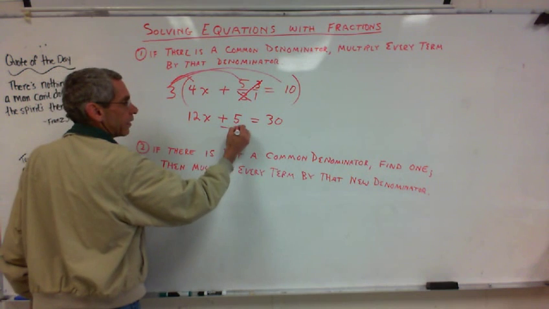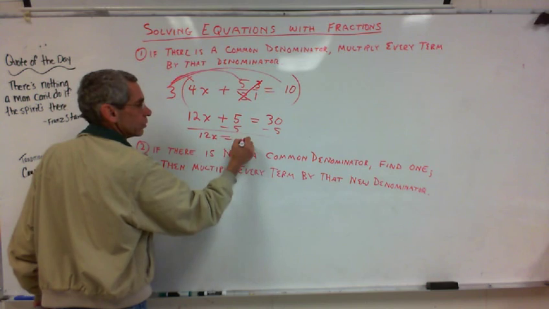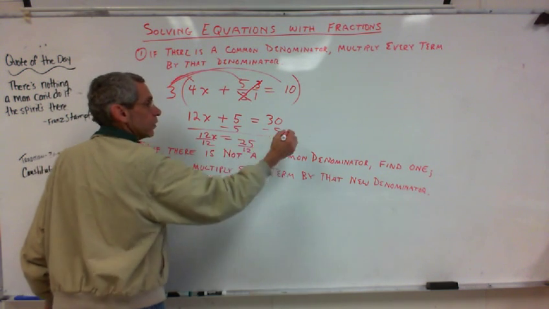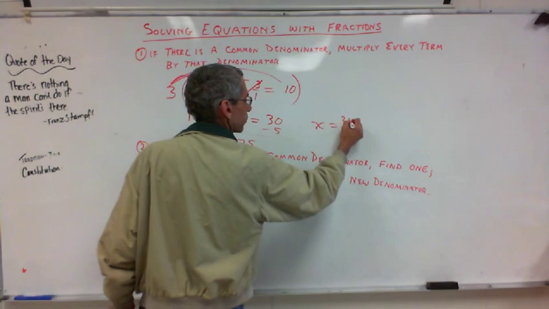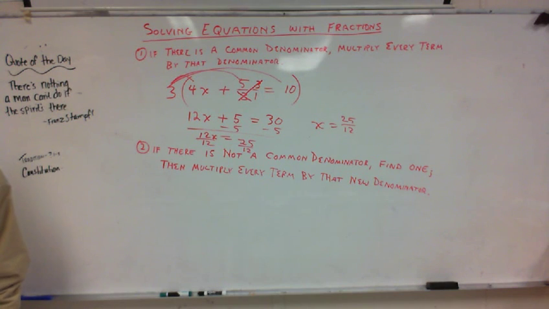The minus 5, minus 5. I have 12x is equal to 25. Divide by 12, divide by 12. So x is equal to 25 divided by 12. That's fine. Pretty easy, right? Really easy.